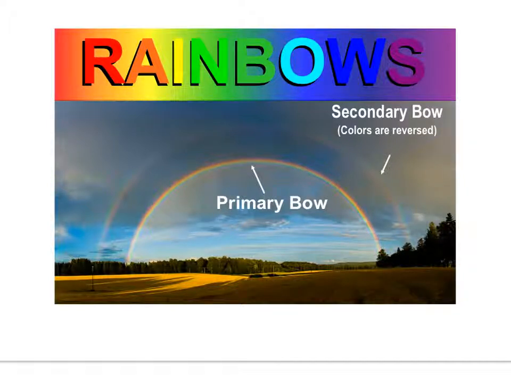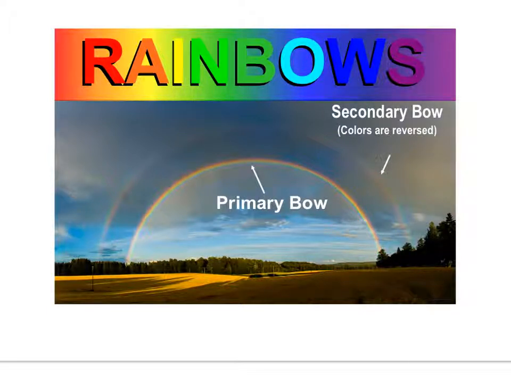Before we talk about the difference between what's called the primary and the secondary bow, let's just talk about the bow part. This arc here, this is the bow. And we can have secondary bows, we can have tertiary bows, we can have quaternary bows. The process continues, but every time we get another bow, two things happen. One, the colors are reversed, and two, the bow gets dimmer and dimmer the farther we get from the ground.